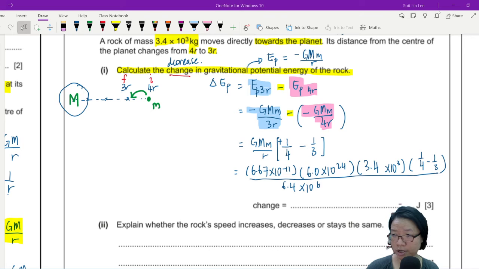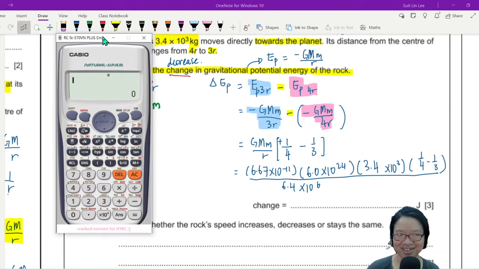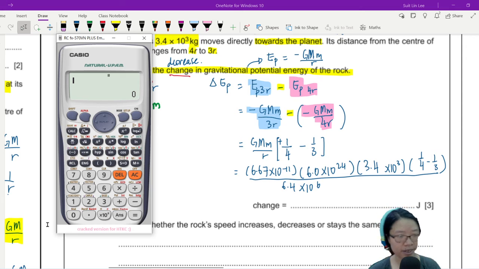All right, so hopefully you're pressing the calculator with me right now. Ta-da! Again, I want to show people how to press the calculator. Okay, so I'm going to key in what I see. I don't really have to use brackets because there are no plus or minus things except the fraction. 3.4 times 10 to the power of 3 multiplied by, then only you bracket 1 over 4 minus 1 over 3, divided by 6.4 times 10 to the power of 6.